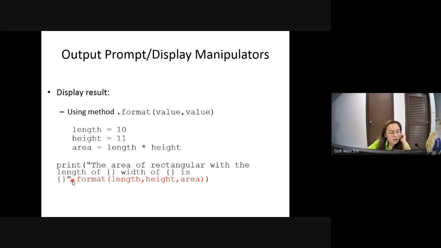After that, you put the dot format, and then in the brackets, you put the content according to the arrangement, one by one. So the first one, you want to put length, then you put length. The second bracket, you want to put height, then you put height. And the third one, you want to put area, then it's area.